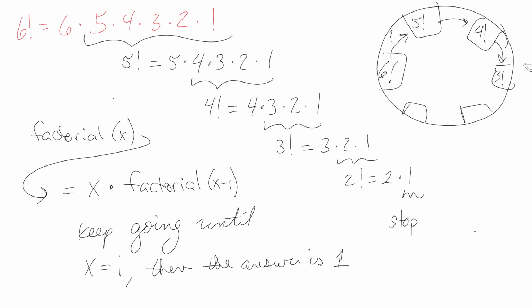You kind of see where we're going with this. And he's like, I don't know. It's 3 times 2 factorial. What's 2 factorial? He's like, I don't know. It's 2 times 1 factorial. What's 1 factorial? And then this person's like, this is ridiculous. The answer is 1. And he goes, oh, awesome.